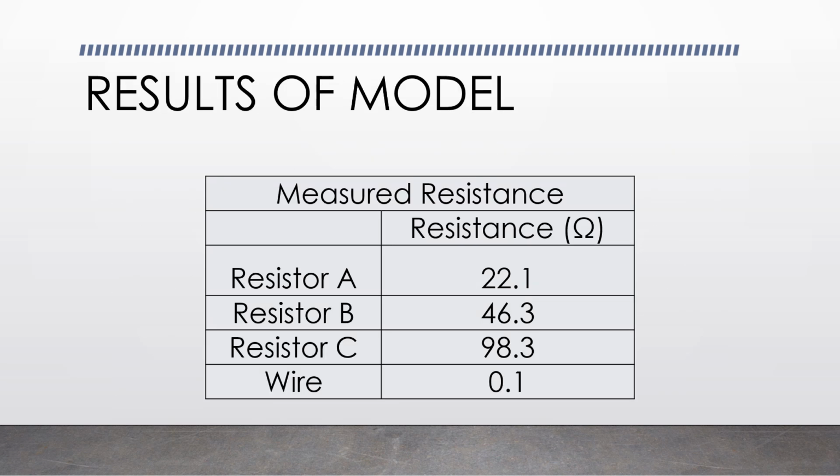So we see here a table of the measured resistance for not only our 3 different resistors, resistor A, B, and C, but also the average resistance of the wires that we were using for this lab.